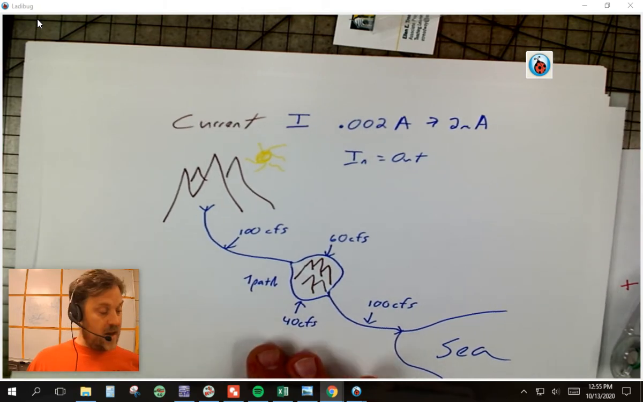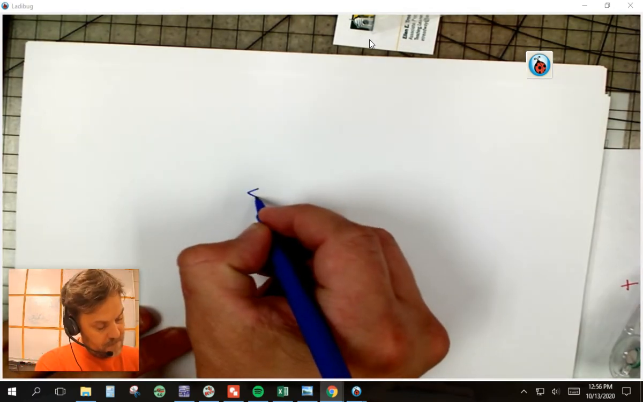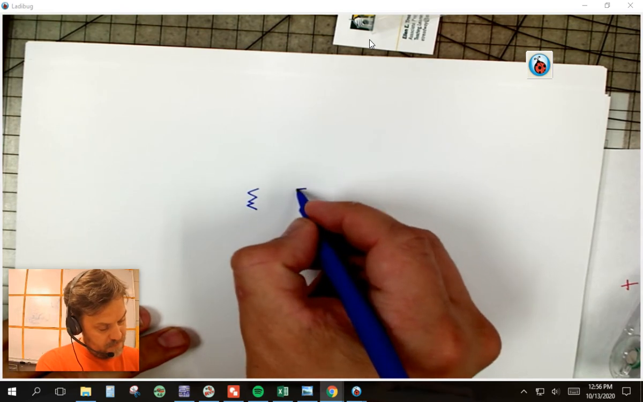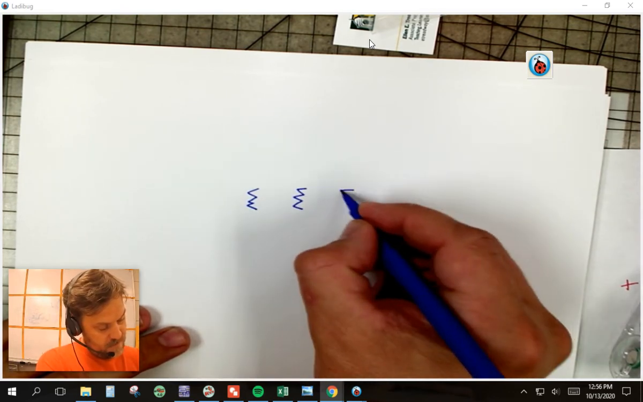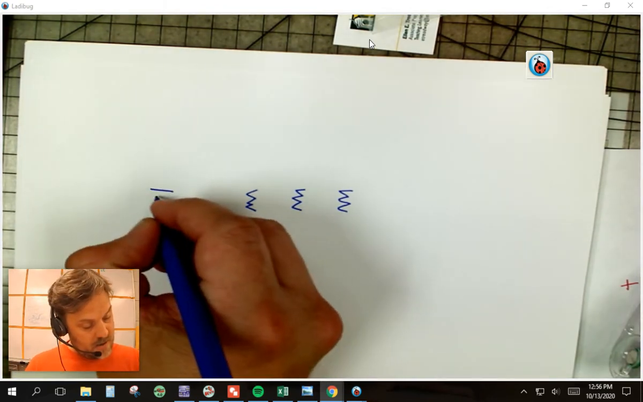Okay. And so we're kind of going back to this guy now. Let's talk about a parallel circuit. And I'm going to have 3 resistors. I got my battery.